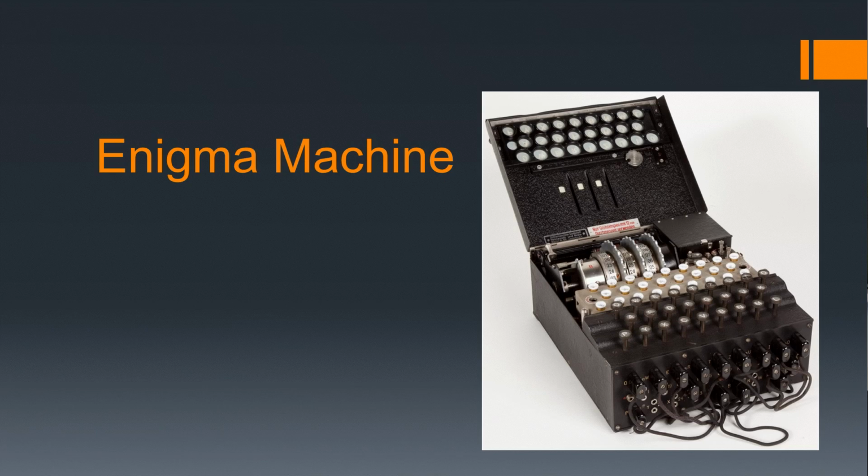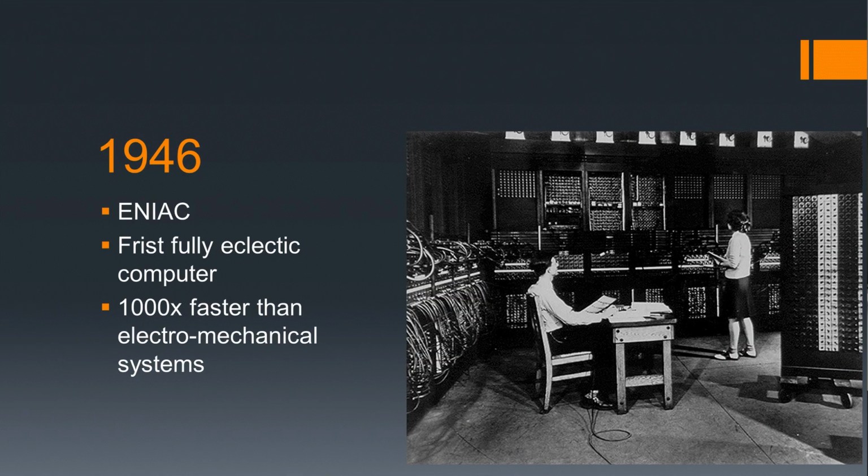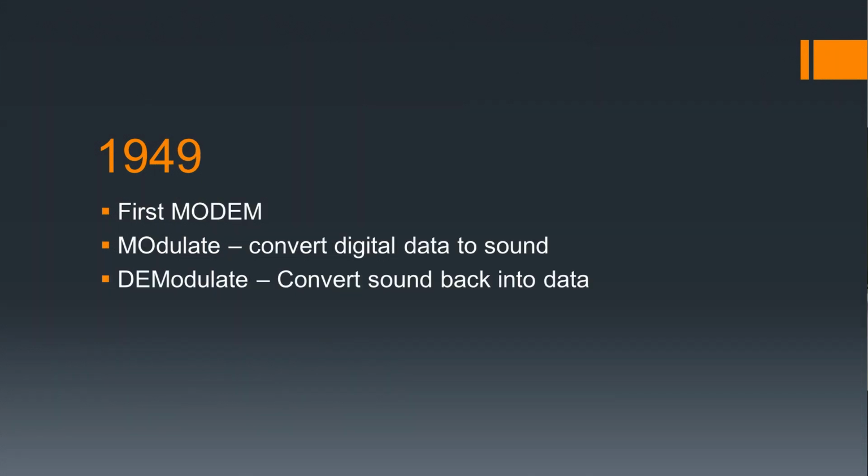In the 1940s, computers very quickly developed, not least in part due to the war. There needed to be a quick way to decode the Nazi ciphers, and these included supercomputers, but these were electromechanical. In 1946, the first fully electronic computer system, ENIAC, was revealed to the public, and it was 1,000 times faster than the electromechanical counterparts. Eventually, by 1949, the invention of the modem came along.